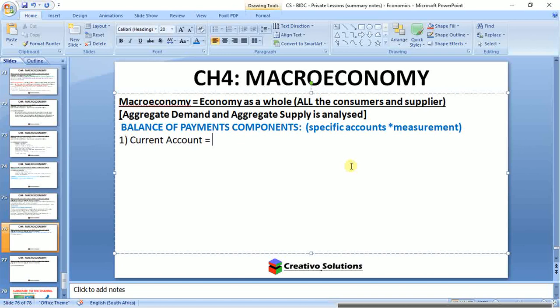Current account covers the trade in goods, services, investment income and current transfers. That's what you're looking at. That's the current accounts.